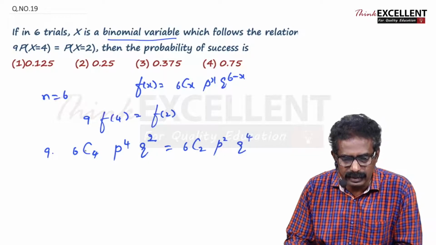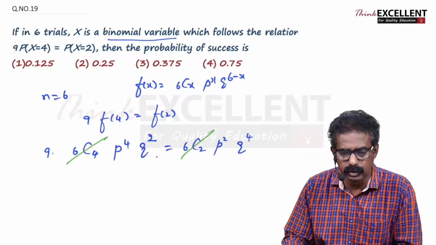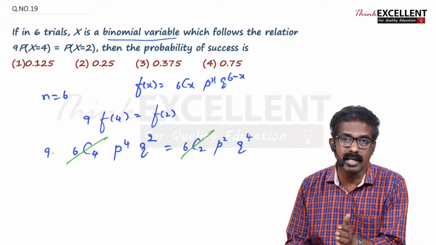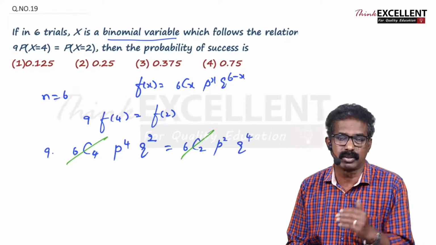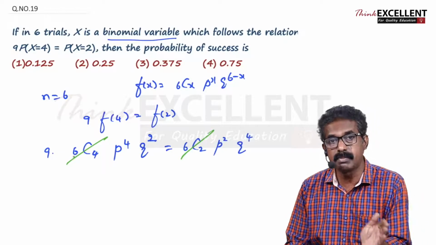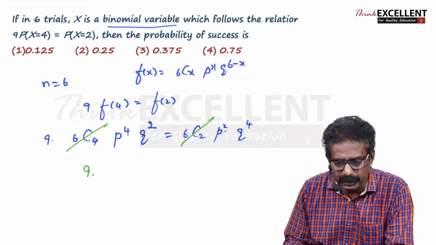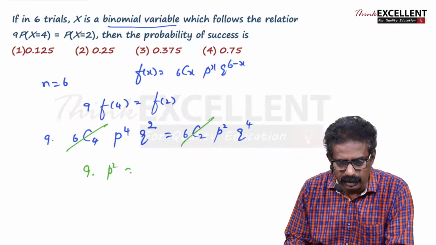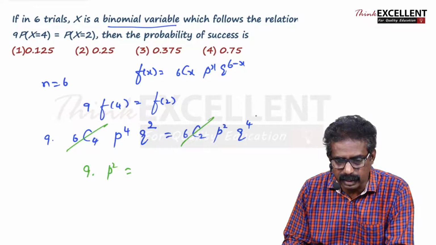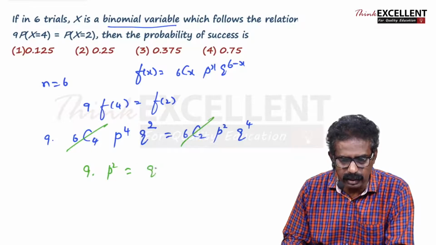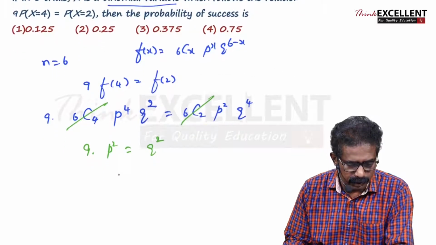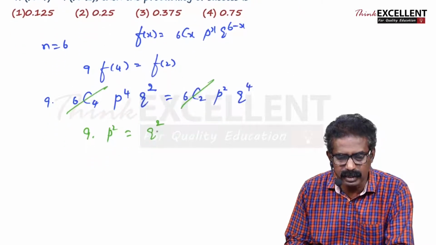Now you can cancel 6C4 and 6C2 because nCr is nC(n minus r). 6C4 is 6C(6 minus 4), it is 2, so both are the same. So 9 into p^4, p square cancels, you will get a p square here. Right side q^4, if you cancel, you will get a q square. So here the easy method is you take square root.